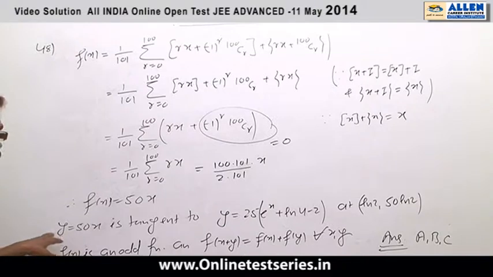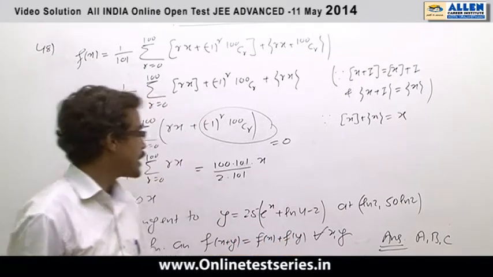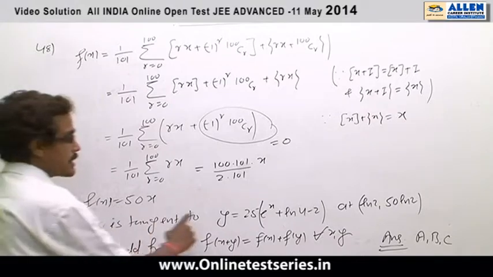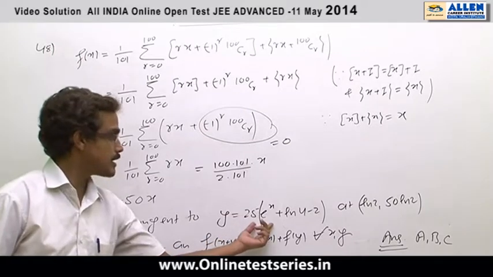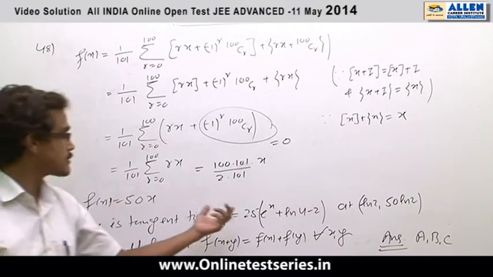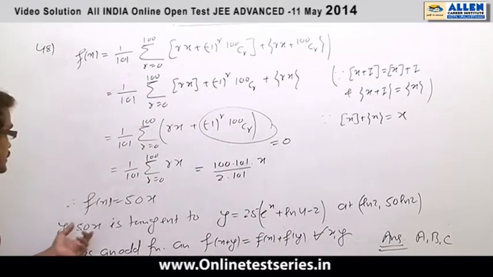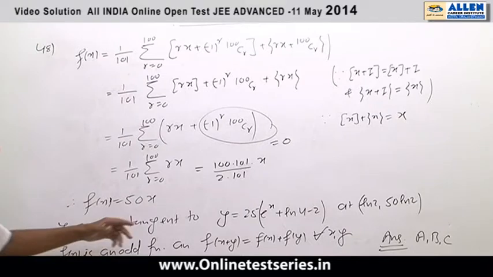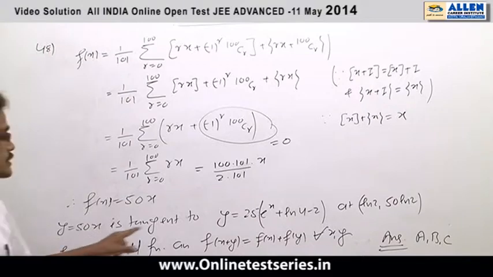Now in option A, we know that there is a function y is equal to 25 e power x plus ln 4 minus 2, and y is equal to 50x will be the tangent to this curve at this point, because at this point the slope of this curve, dy by dx, is equal to 50. So at this point the tangent becomes y is equal to 50x, and is tangent to this curve at this point.